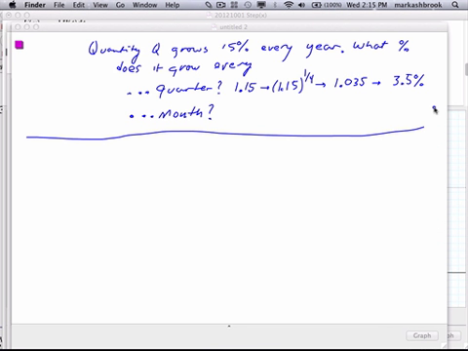Questions on that? So monthly, same thing. You'd start with the 1.15 and do what? So this is, and what number is that right there? What does it mean? Monthly growth factor. And what is it? 1.011, if I remember right? Do I have the numbers right?